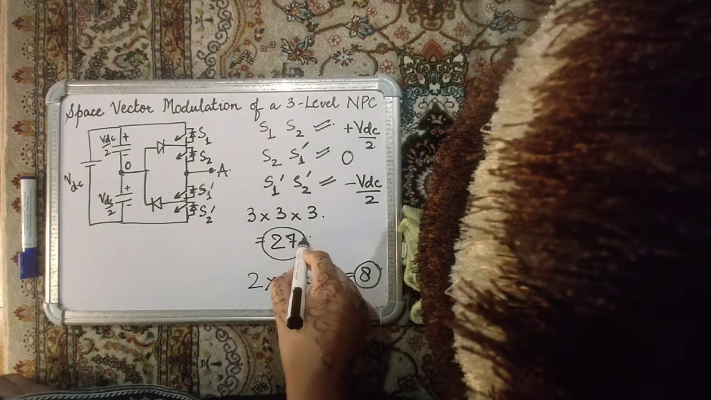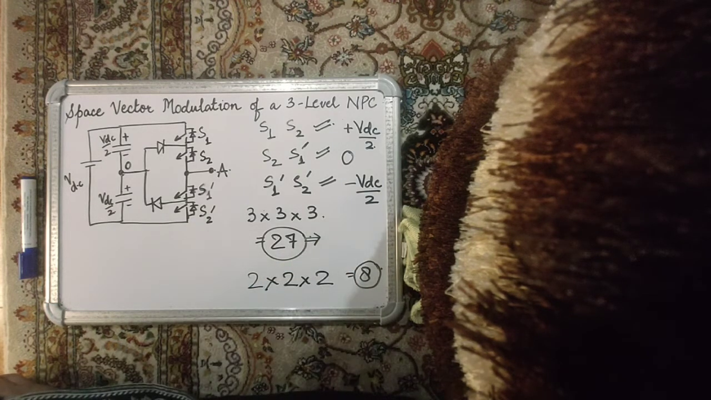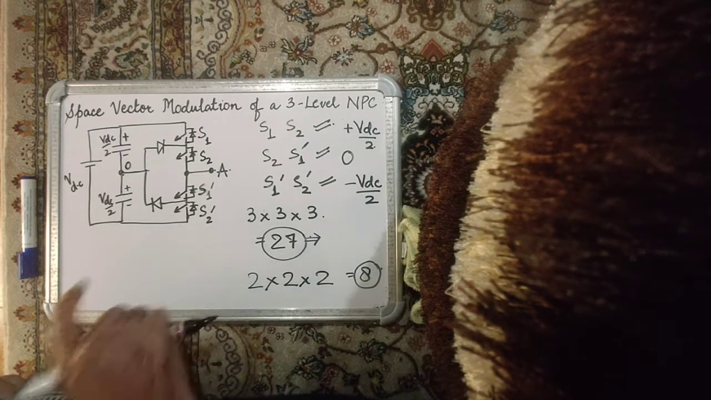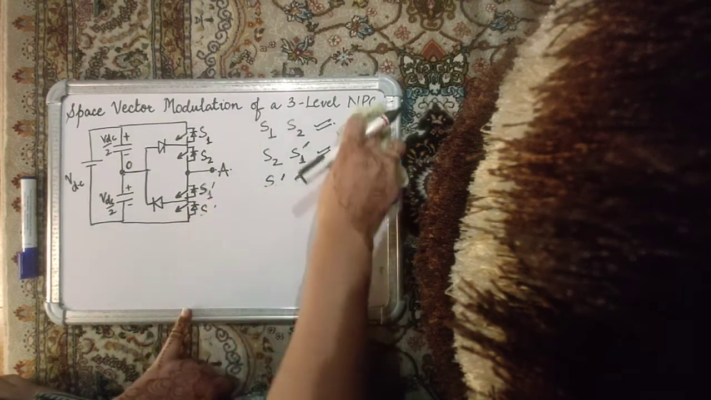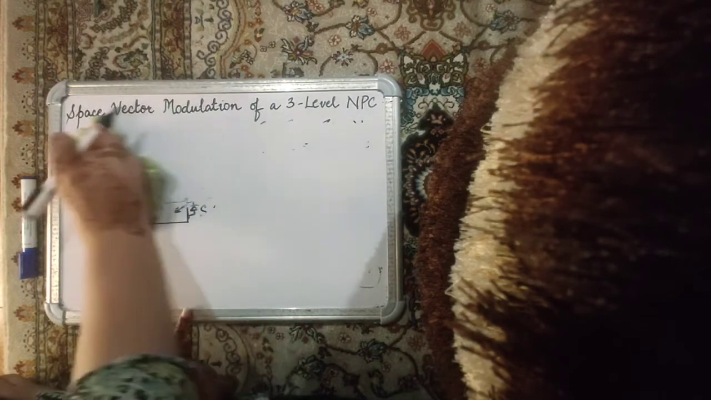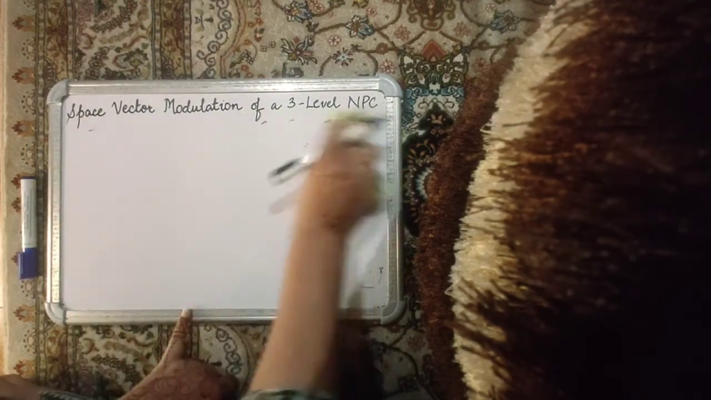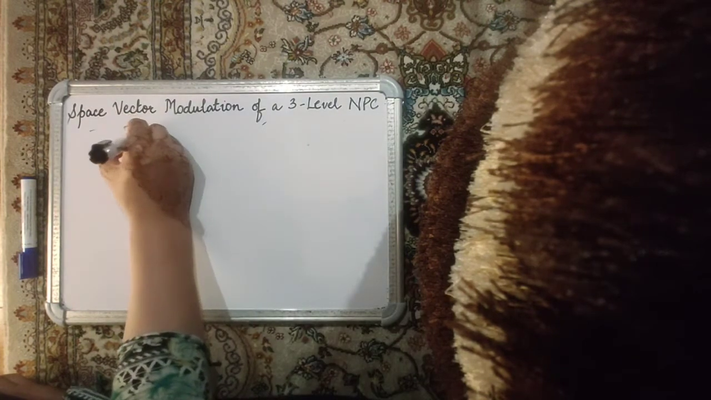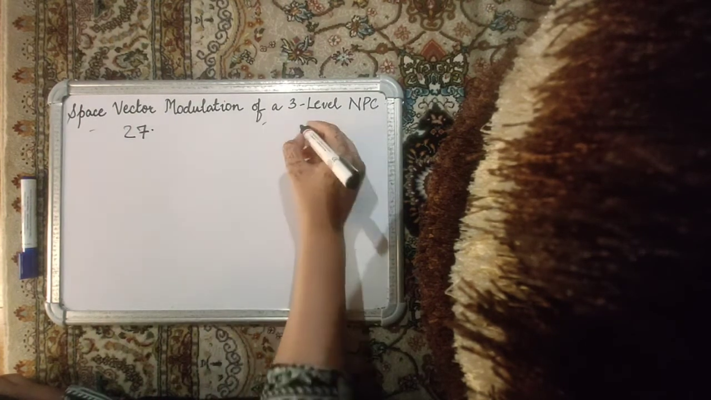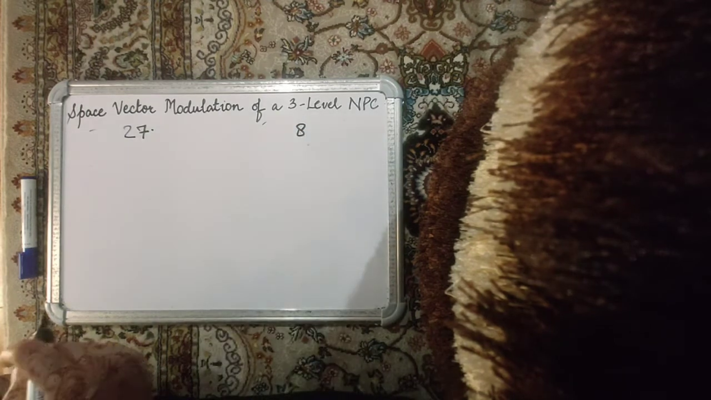Now in the case of an NPC, there are 27 valid switching states, which means that there are too many positions on the space vector diagram, and today we are going to construct the space vector diagram of a 3-level NPC. Now let's go back to the basics of space vector modulation. So again, we have a total of 27 switching states in an NPC, in contrast to the 8 switching states that you have in a VSI.